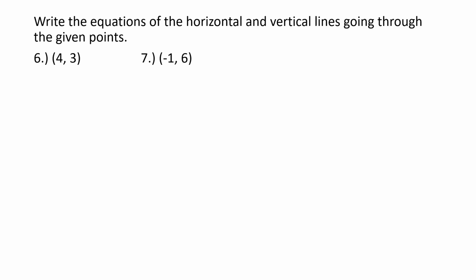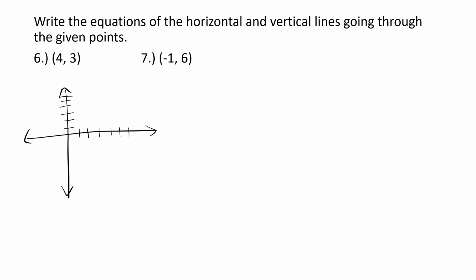Write the equations of the horizontal and vertical lines going through the given points. Now, in the lesson, I went and graphed this. So we'll do this first one with a graph. So here's our coordinate plane. So we have 1, 2, 3. It's kind of okay. And the point in question is right 4. So 1, 2, 3, 4, and then up 3. So 1, 2, 3, 4, up 1, 2, 3. So right about there.